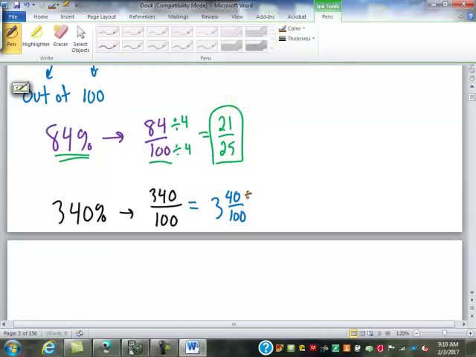And we can reduce that fraction. Both 40 and 100 can divide by 20. So I've got to remember the whole number, the 3. 40 divided by 20 is 2. 100 divided by 20 is 5. So 3 and 2/5.